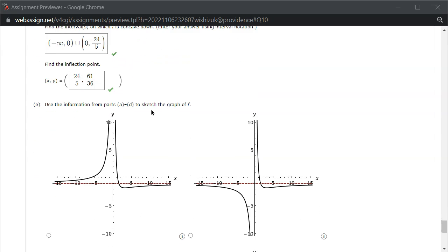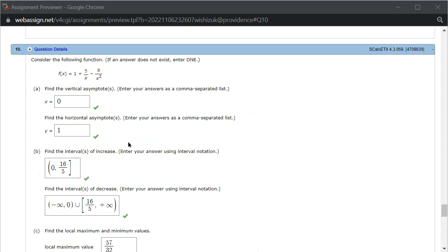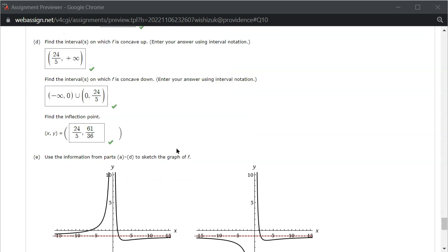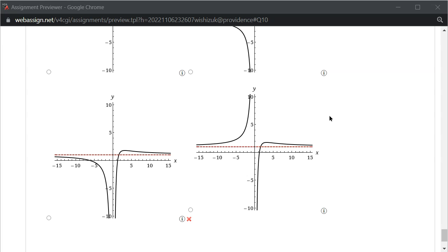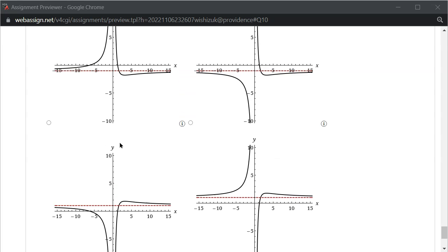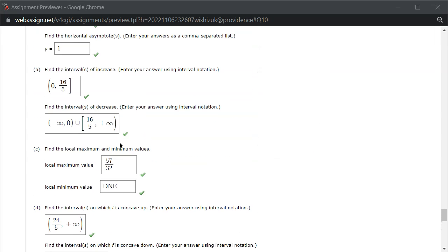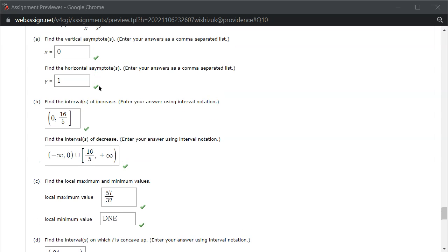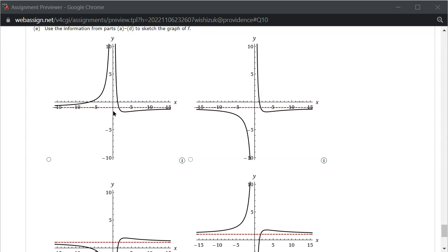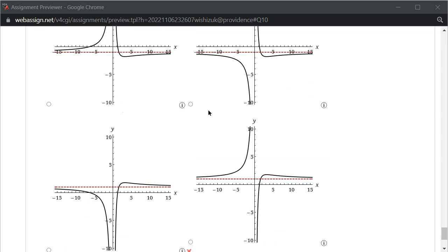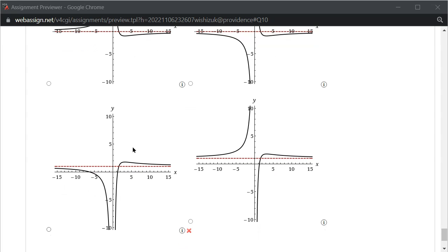Use the information to sketch the graph of f. First we want a vertical asymptote at 0. This one has it, this one has it. Actually, everyone has it, so it doesn't tell us anything. The horizontal asymptote is y equals 1. Here, it's not y equals 1, so number 2 we can eliminate. So it's between the third one and the fourth one.